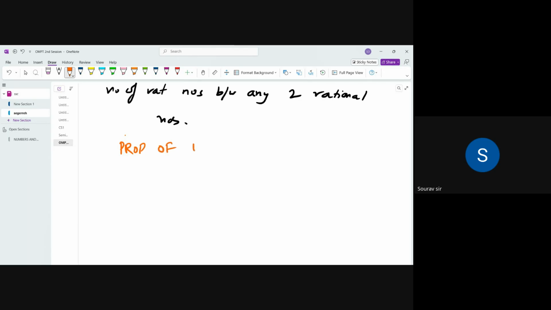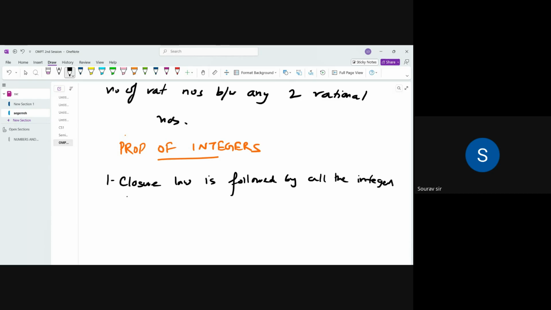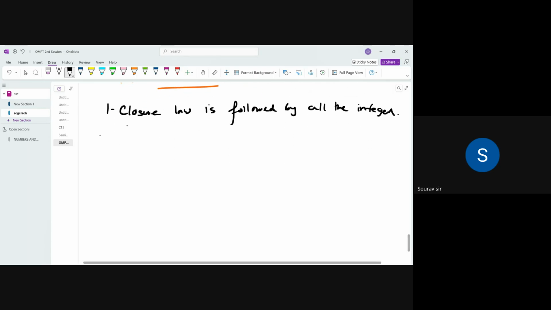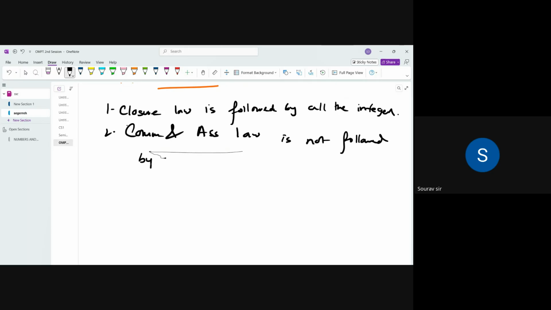Properties of integers. What are they? Closure law. Now I hope it is clear what closure law is. Closure law is followed by all the integers. This is one. Next, commutative law and associative law. Commutative law and associative law are not followed by all the integers for subtraction.